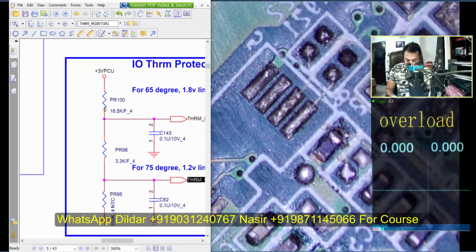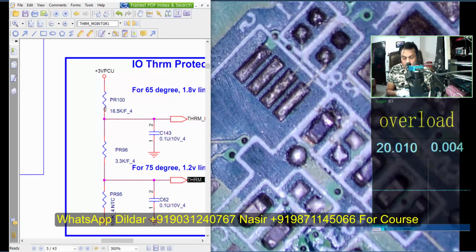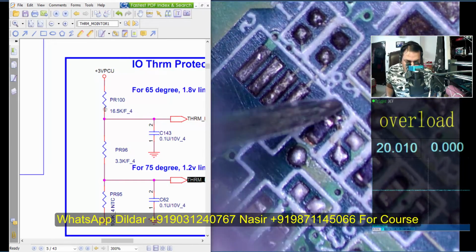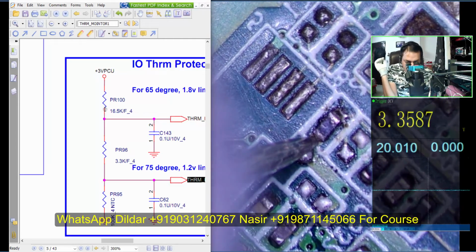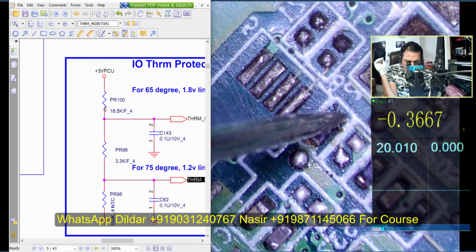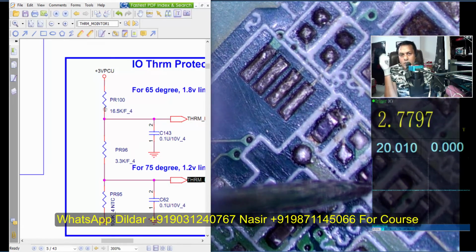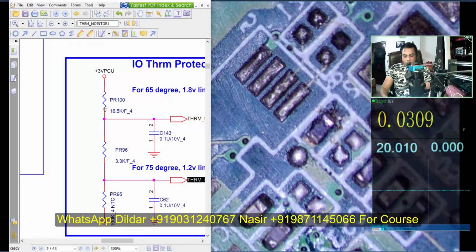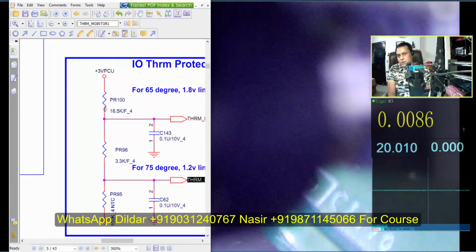No, it's okay now. Light stopped blinking. Here it's 3 volt, 3.3 volt. Here it must be more than 1.8. It is 3.3. Here 2.7, more than 1.2 volt. It's good. Now you can check. So I have given you the 2 solutions of the same problem.